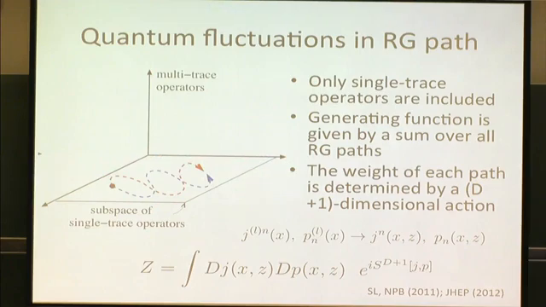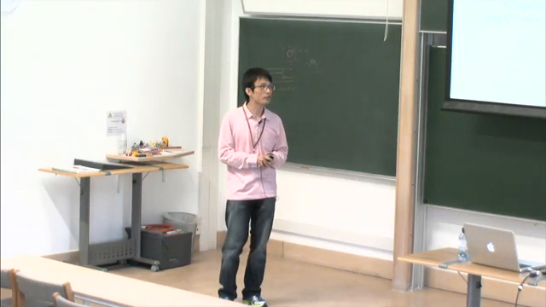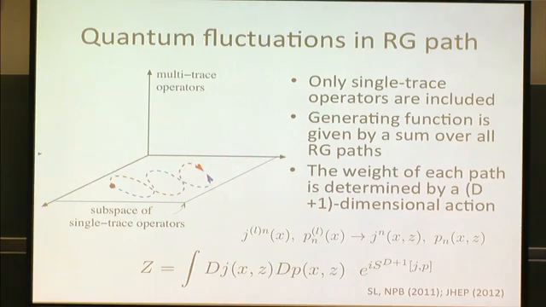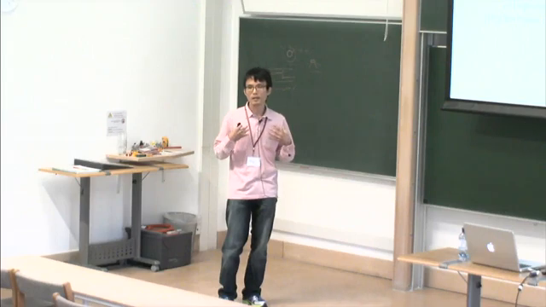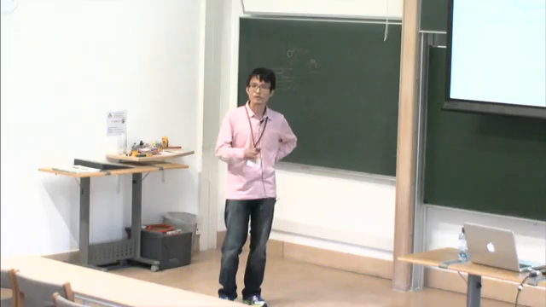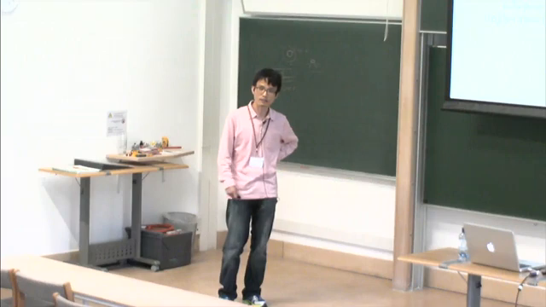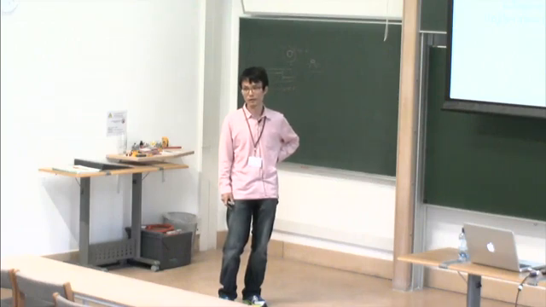So the picture is that the advantage of this RG is that you don't need to worry about multi-trace operators in your RG. Your RG is completely formulated in terms of single trace operators. The price you have to pay is that you have to include quantum fluctuations for your RG path. In other words, your partition function is given by a sum over all RG paths. And then each RG path is weighted by some action that you can derive from your beta functions, from your Casimir energy and beta function of your QFT.